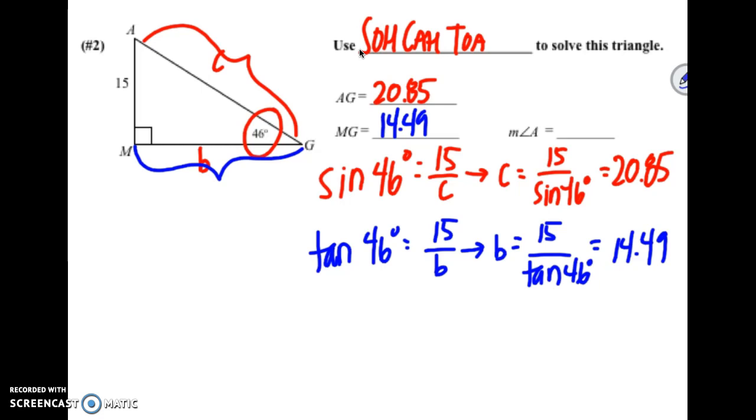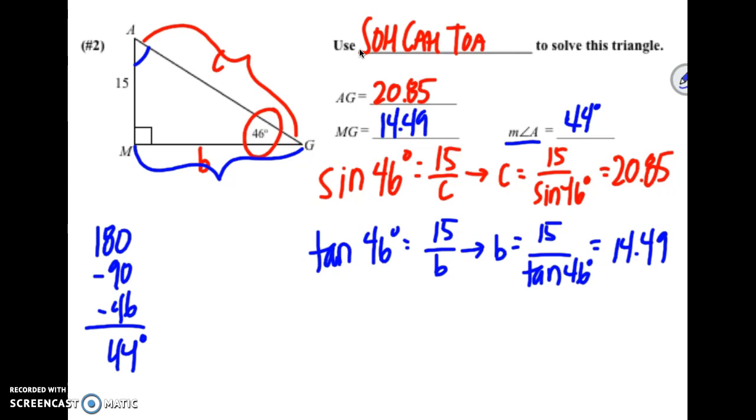To find our missing angle, measure of angle A, we take 180 and we subtract 90 off, and we subtract 46 off, and we get an answer of 44 degrees. So measure of angle A is 44 degrees.